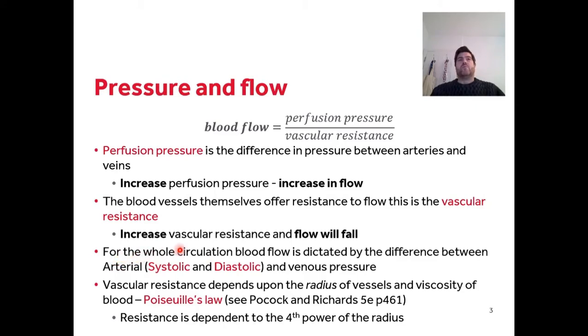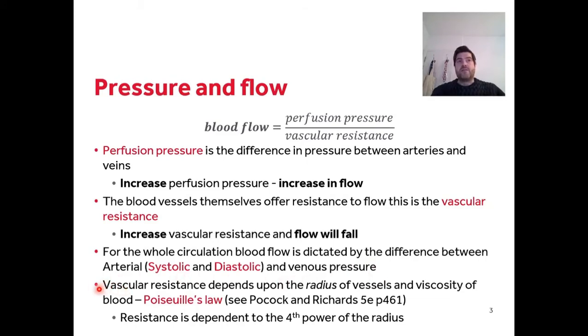Now, it's worth bearing in mind that we have a pump in our circulatory system, and that pump, if you remember, is contracting and relaxing. So for the whole circulation, blood flow is normally dictated by the difference between the arterial and the venous pressure, bearing in mind that the arterial pressure will vary from high to a little bit lower during the cardiac cycle. But it will still maintain an overall flow from the arterial system to the veins based on that pressure difference.